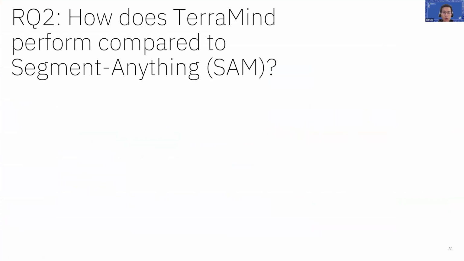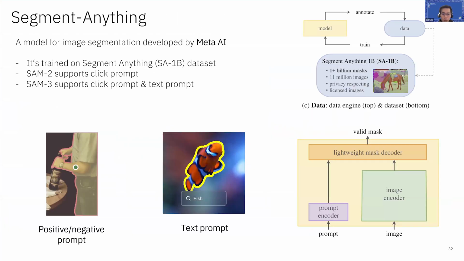So we just saw how TerraMine performs, but there are also other open source models on the market. So how does TerraMine perform in comparison to, for example, Segment Anything? Segment Anything is a model that was created by Meta AI. It was trained on the Segment Anything dataset. The dataset contains 1 billion masks and 11 million images.